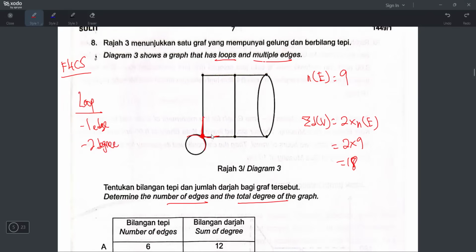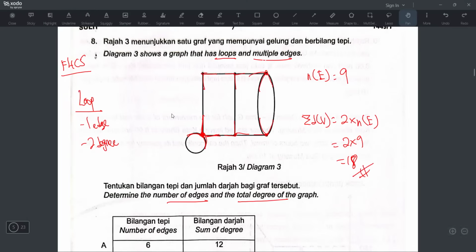Okay, so again, 1, 2, 3, 4, 5, 6. For this vertex, 7, 8, 9. For this vertex, 10, 11, 12. For this, 13, 14, 15. And then 16, 17, 18. So the sum of degrees is 18. Yeah, it's correct. If you add all the degrees of these vertices, you will get 18 also.